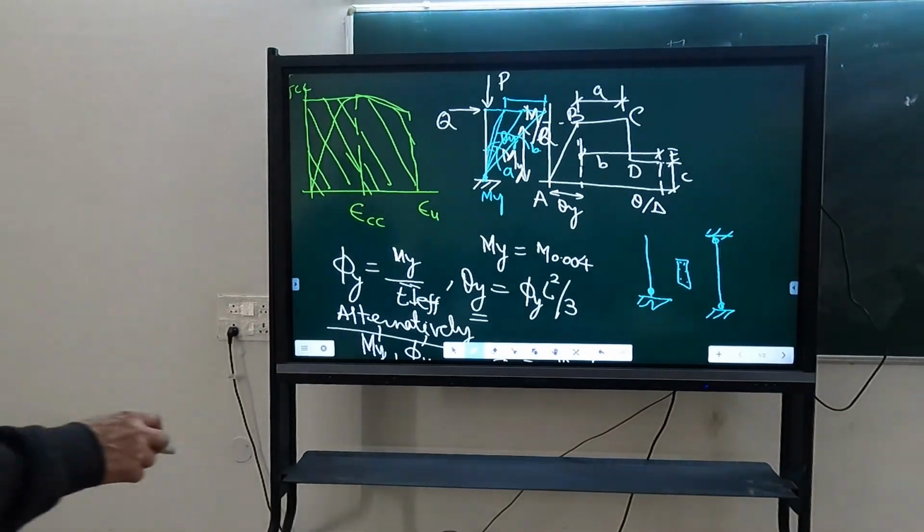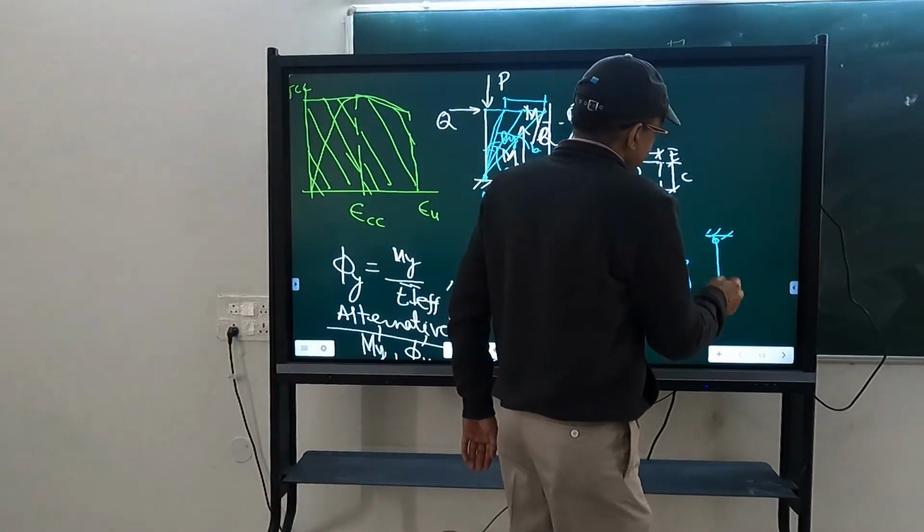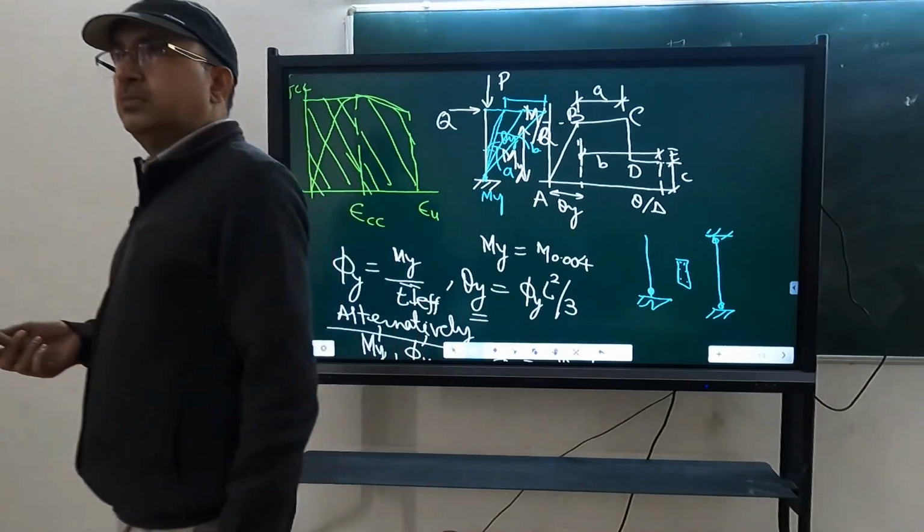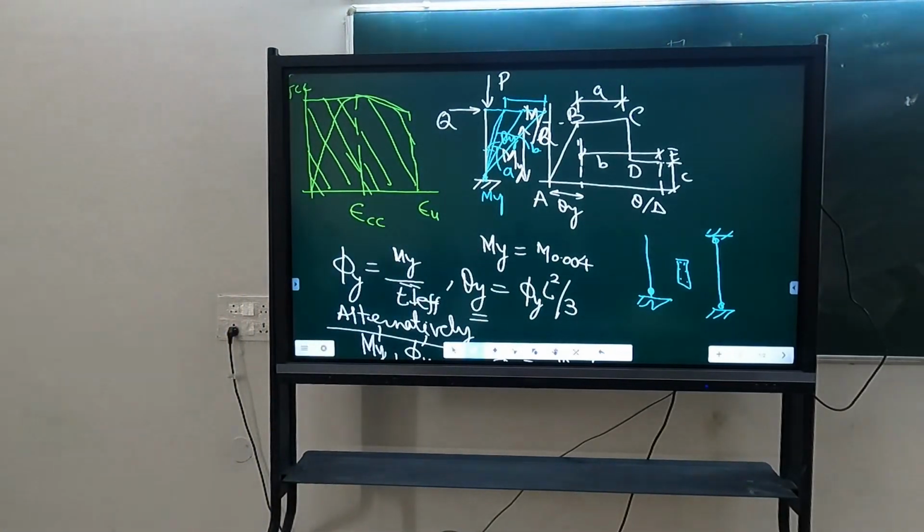So M theta, whether it is this or this, will remain same. That will depend only on section. This phi y value, so both the cases will be, what? Phi y, you have done analysis for phi y? On what parameters does phi y depend? It depends only on section.